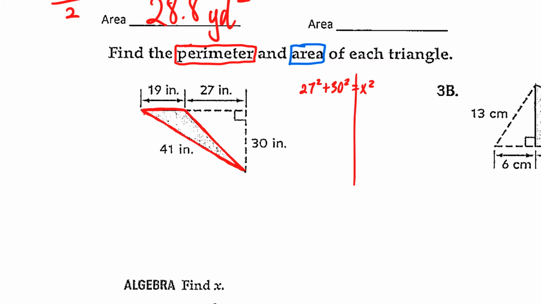So that gives you 1629 equals x squared. Take the square root of both sides. And what does that give you? 40 point, yeah, we'll just go with 40.4.